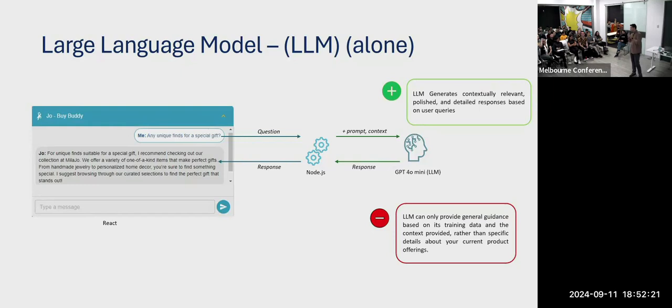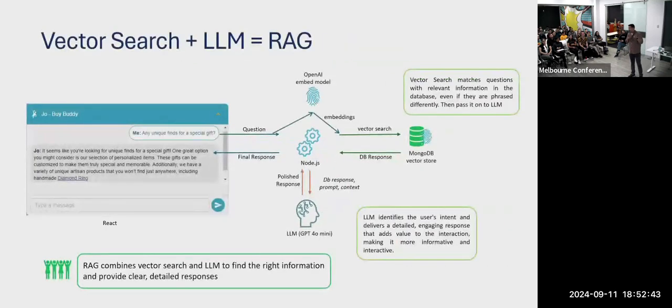The LLM does not have access to our inventory, even though we have thousands of products in it. That's what the LLM lacks: information about our current product offerings, but it is able to provide a polished response. So what happens if we combine vector search and an LLM? That's where RAG comes in, retrieval augmented generation. Retrieval is where we retrieve the product, and then we augment it and send it to OpenAI, and OpenAI will generate a polished response.